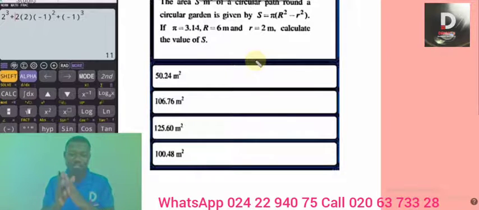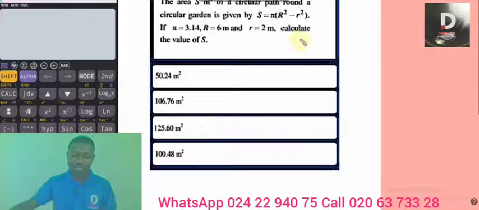If pi equals 3.14, capital R equals 6, and small r equals 2, calculate the value of S. You fill it in the calculator. Anytime there's an evaluation objective, fill it in the calculator. You are filling this equation, right? So you said find the value of it.